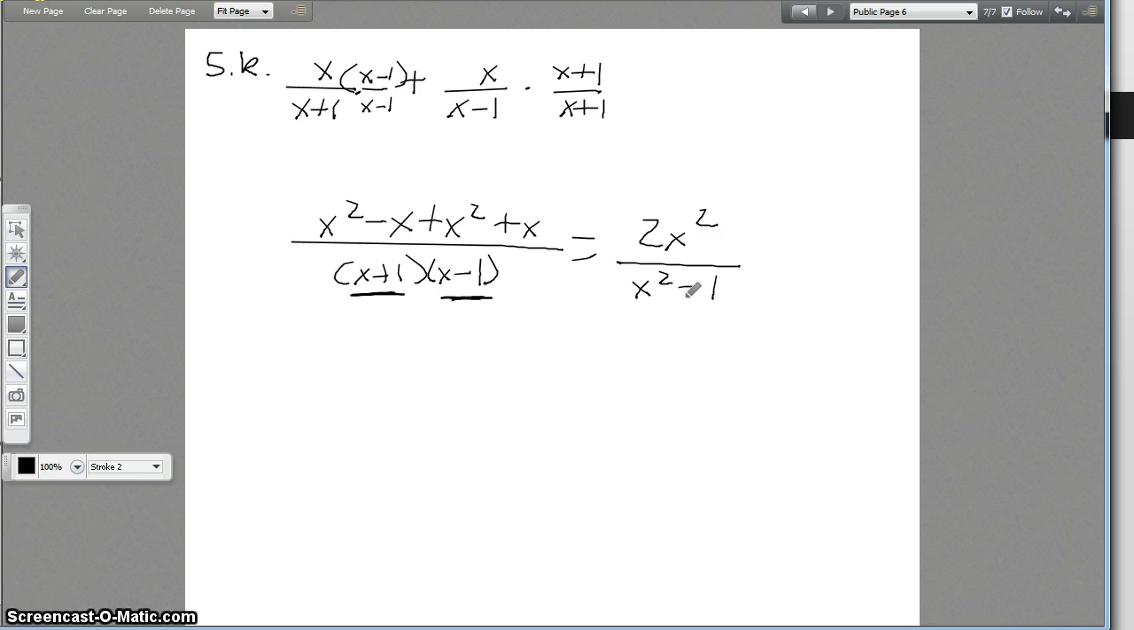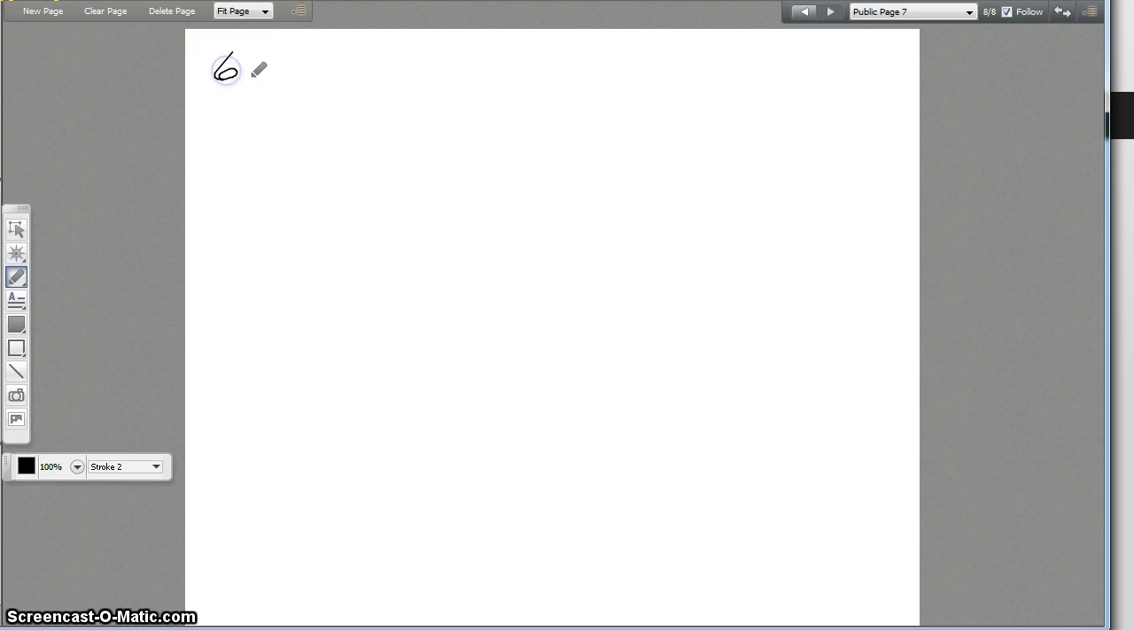Okay, so that was number 5, which is just like number 8 that I assigned as homework. The last thing we're going to do is look at number 6. Number 6 says write each of the following as an integer or as a single fraction in simplest form. So we're going to start off by looking at part B, which is (x + y)/y + (x - y)/y.